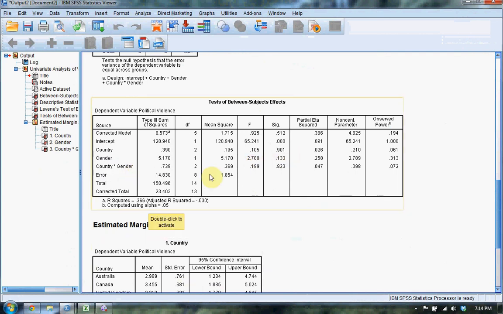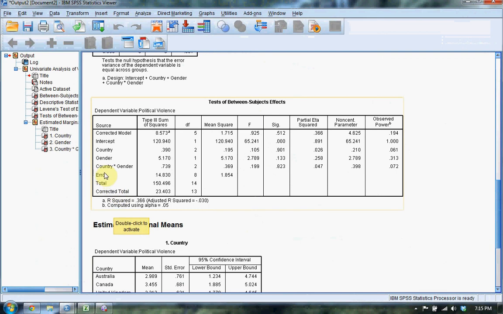And country and gender together have an F value of 0.199 and non-significant. So there needs to be some care taken when you are running these sorts of tests with this K-way ANOVA. And we're going to talk about this for a little bit.